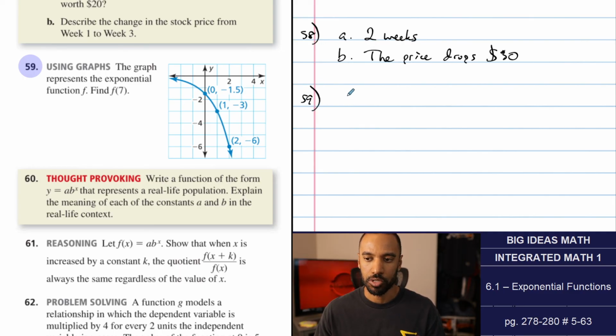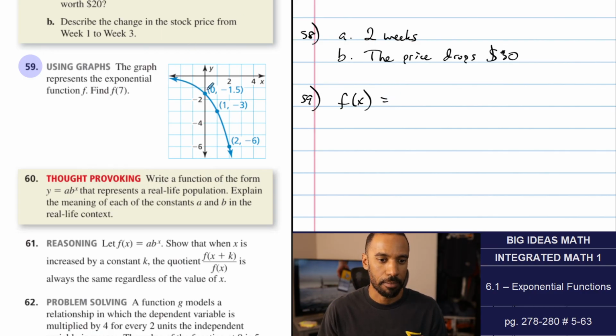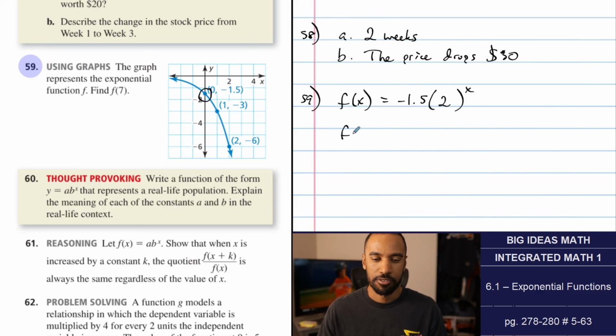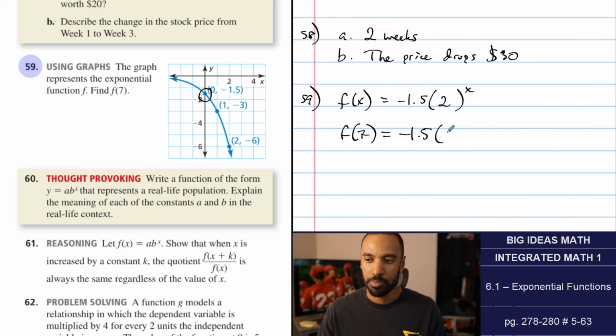So what we probably have to do is come up with an equation, some f of x. It's going to be based on our a value, and I'm going to determine the a value is negative 1.5. It's the y-intercept. And b is the growth factor over that time. We go from negative 1.5 to negative 3. Even if you didn't know what that was, negative 3 to negative 6 is times 2. So this is times 2, times 2, times 2. That's our b value, 2 to the x power. So for f of 7, I just have to substitute 7 into that, and voila, that gets my answer.